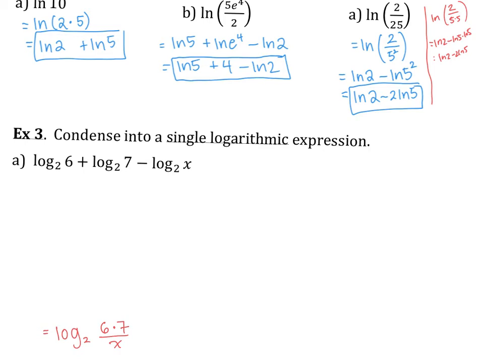I'm just going to simplify this a little bit because I can multiply. 6 times 7 is 42 over x, and this is better because this is written as a single logarithmic expression. I only wrote log once, and technically there's a coefficient of 1, so this is a single log. And if you did both of those steps in your head, that would have been fine with me.